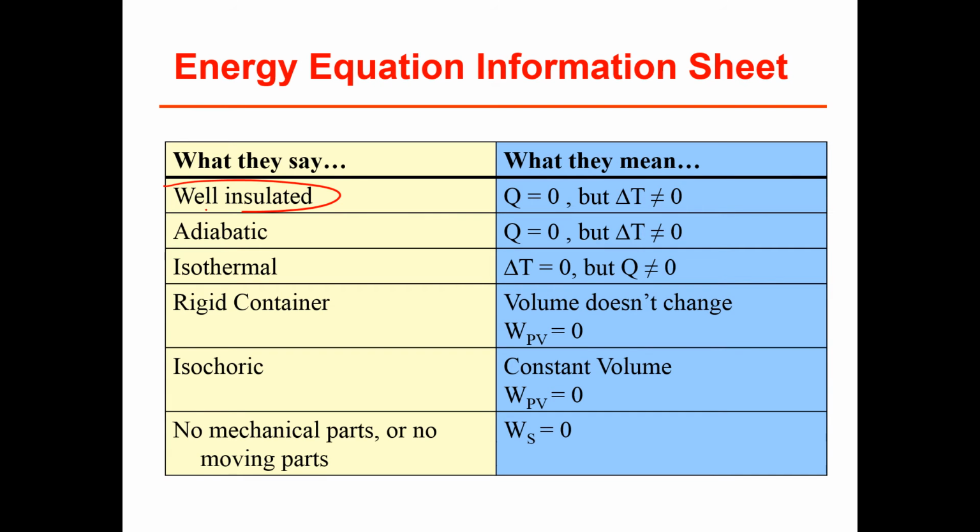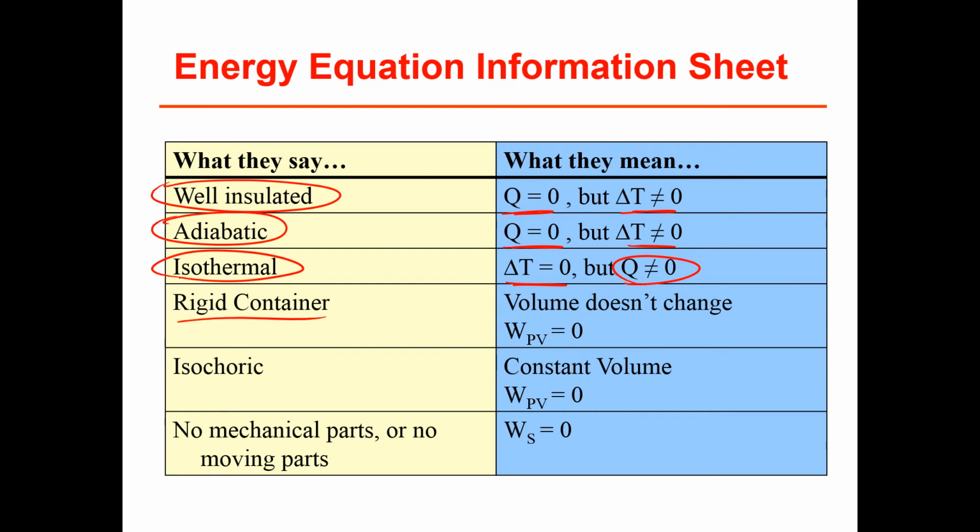So when we say it's well insulated, we just mean that Q equals 0. There's no heat transfer, but that doesn't mean that the temperature can't change. When we say adiabatic, that also means Q equals 0, but ΔT is not necessarily equal to 0. So adiabatic and well insulated are kind of the same thing. Isothermal just means the temperature doesn't change, but heat can be put in or taken out. Let's say you have an endothermic or exothermic reaction, but you want to keep that reactor at the same temperature. That would be isothermal, even though we're removing or adding heat.